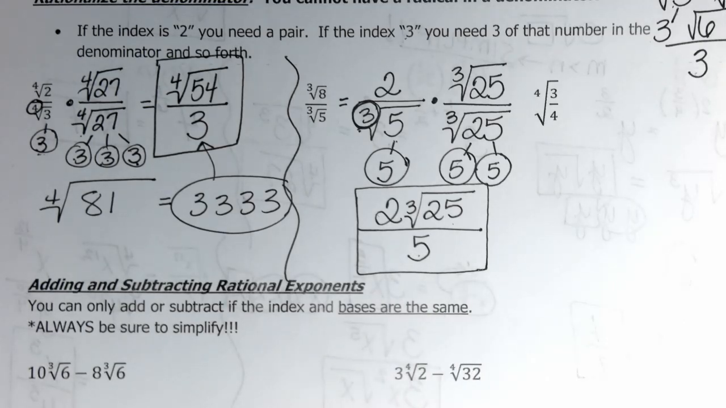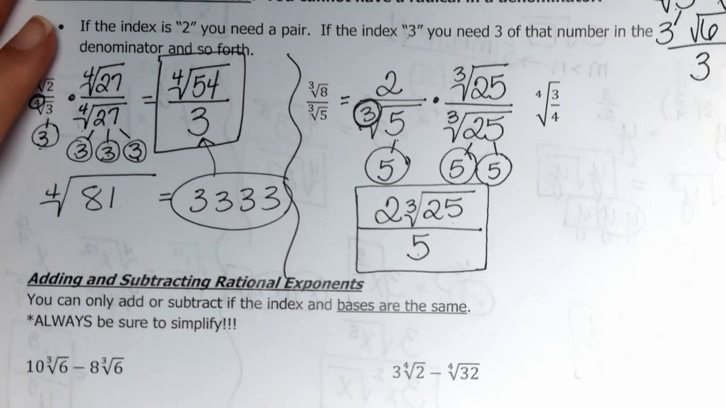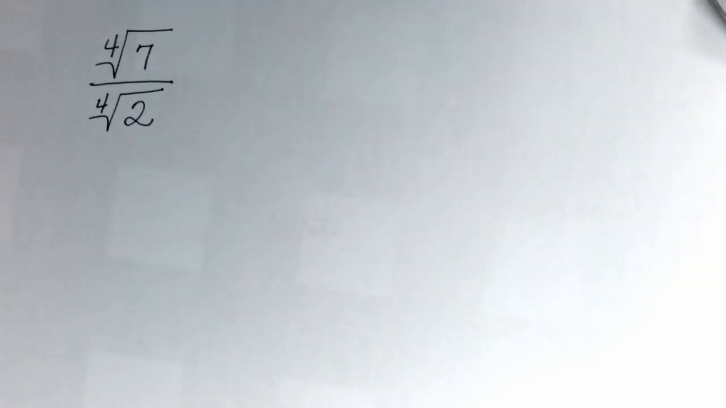Okay, so before I talk about the next one, I want you, on the back of your notes, to do the 4th root of 7 over the 4th root of 2. I want to make sure you understand this before I move on to the very next one.